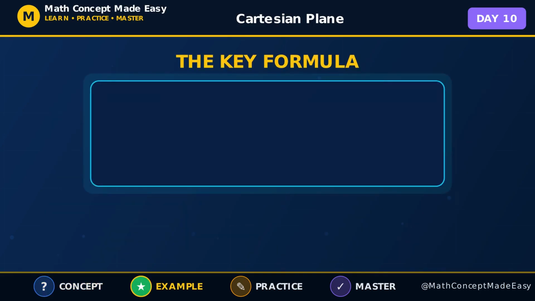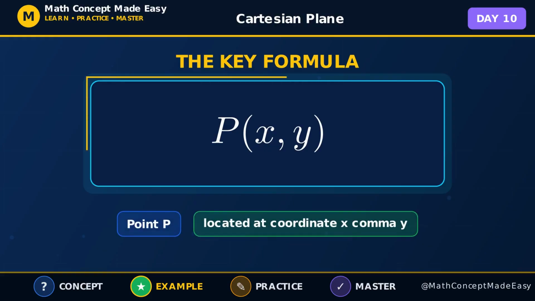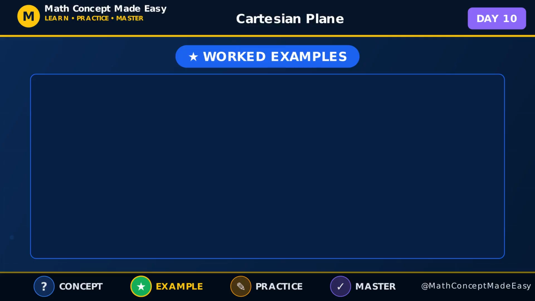Here is the key formula for the Cartesian plane. The formula is point P, located at coordinate (x, y). Watch how each part appears as I say it. Do not just memorize the symbols, make sure you understand what each one represents, because that is what the exam really tests. Let us put this to work with real examples, one step at a time.